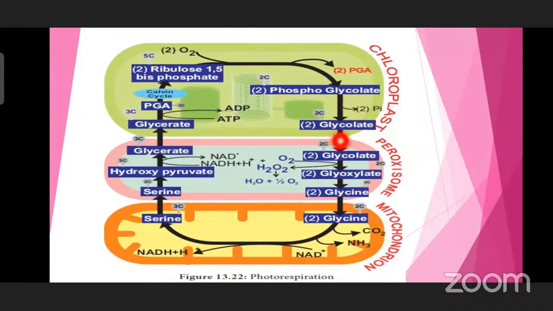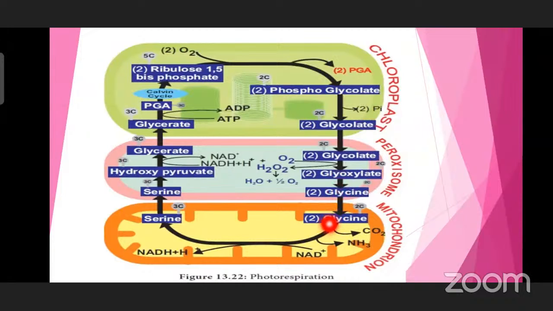It is now called glycolate. It will enter the peroxisome. In the peroxisome, on oxygenation, it is going to become glyoxylate. And it also forms hydrogen peroxide. And this glyoxylate, having 4 carbons now, becomes glycine. How does glyoxylate become glycine? Amine group is added here. NH3, ammonia is added. And that amine group is going to make that glycine now enter into the mitochondria.